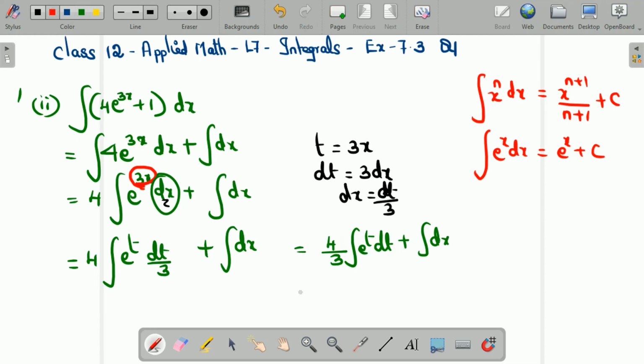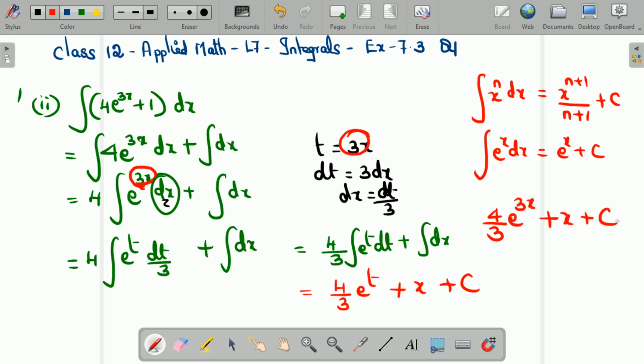Now let's do the integration. So this is 4 by 3 e power t plus x plus c. Remember, t is a temporary variable we introduced. So let's put it back into the original variable. So the final integration result will be 4 by 3 e power 3x, since t is 3x, plus x plus c.